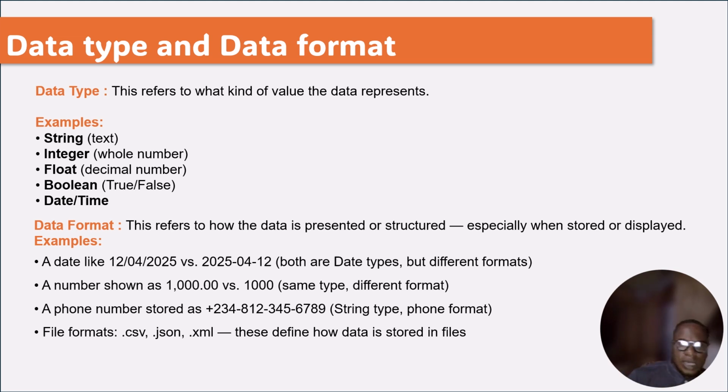That's for data type. Now, data format refers to how the data is presented or structured, especially when stored or displayed. An example includes a date like 12/04/2025, then a date like 2025/04/12. If you look at this data, you will see that the format is different. So data type is different from data format.